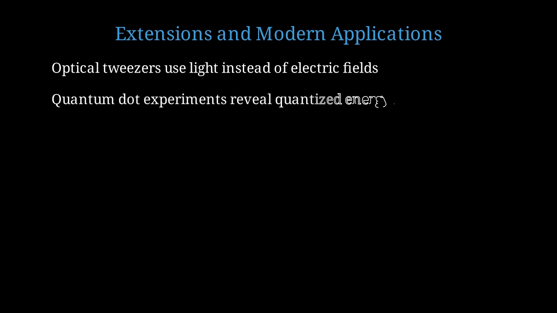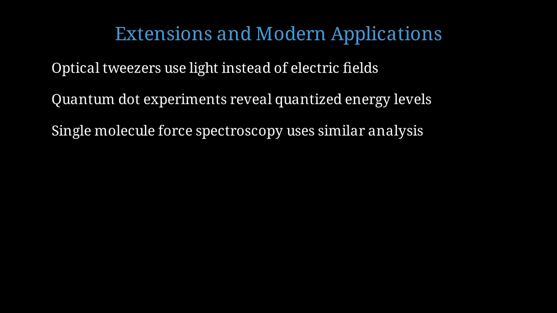In quantum dot research, scientists measure the discrete energy levels of electrons confined in tiny semiconductor crystals. The data analysis is pure Millikan style. Make histograms of energy measurements. Look for equally spaced peaks. Find the fundamental energy quantum. Single molecule force spectroscopy measures the forces needed to unfold proteins. Each protein domain unfolds at a characteristic force. You measure hundreds of unfolding events, make histograms, and identify the discrete unfolding pathways. It's Millikan in biology.